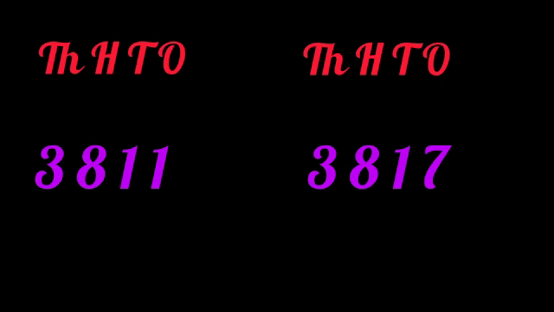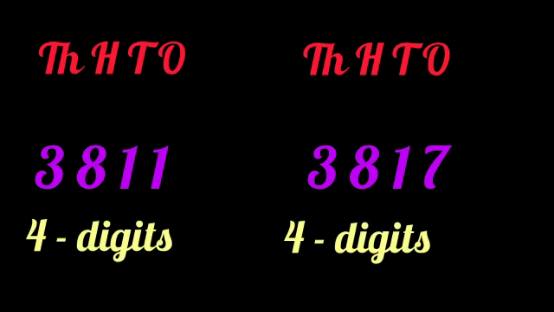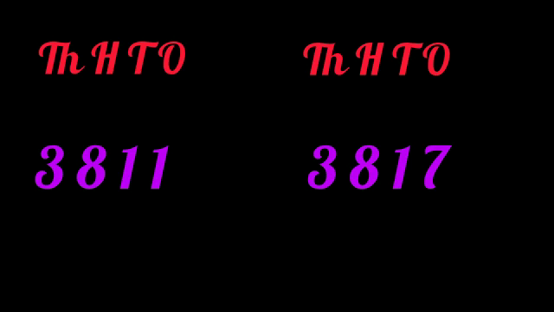Let us compare 3811 and 3817. Here, according to the first rule, we can see both the numbers are having 4 digits. Then, according to the next rule, we should compare the first digit. Here we can see both the numbers are having 3 as the first digit. Then, let us compare the second digit. Here, both the numbers are having 8 as the second digit. So, what we have to do? Compare the next number. It is 1.